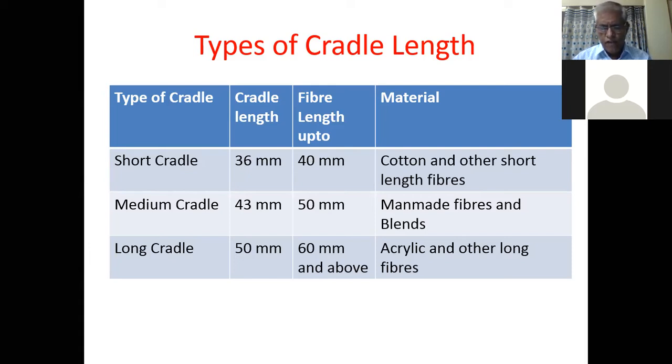For man-made fibers, polyester, viscose, we are using medium cradle. Long cradle is rarely used, and that is used only for the fibers which are having length of 60 mm and above. And for acrylic and other long fibers, we may use this long cradle. So generally in the industry, we will mostly find short cradle and medium cradle. These two types of cradles can process almost all kinds of fiber. So cradle length is important because as per the length of the fiber, we should use cradle length.